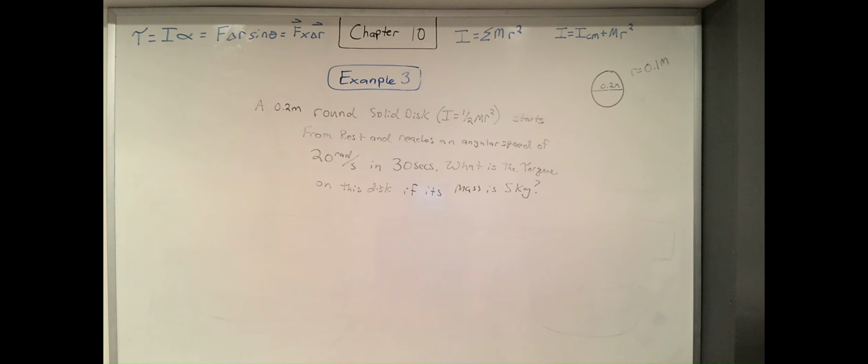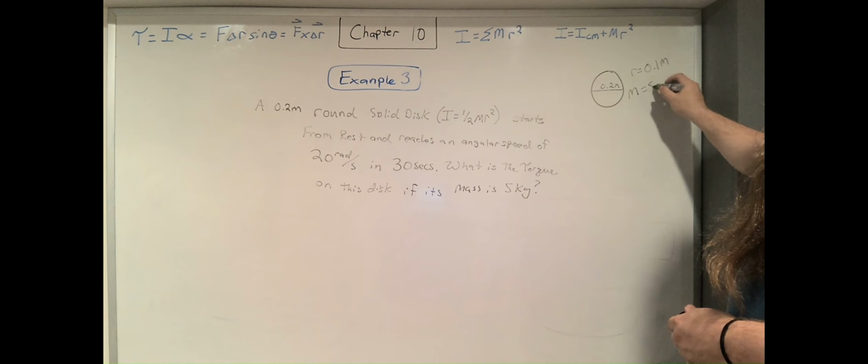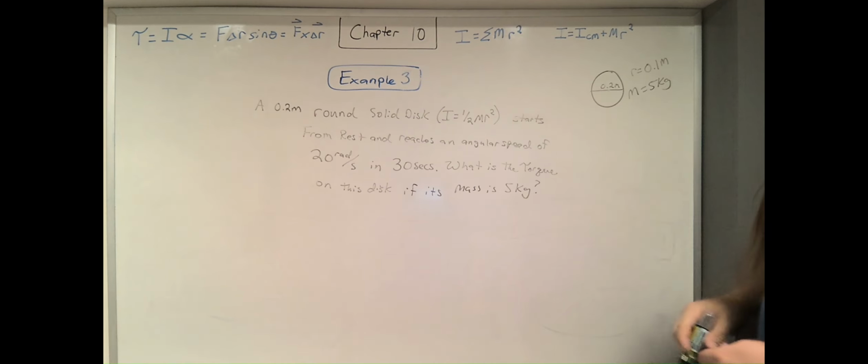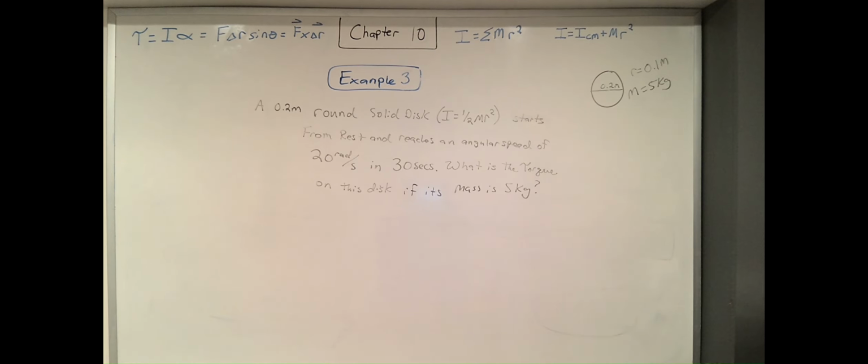It starts from rest, and then it reaches an angular speed of 20 rads per second in 30 seconds. What is the torque on this disk if its mass is 5 kilograms? There's the mass, 5 kilograms. It starts from rest, and it's going to start really spinning. All right, it spins really fast in 30 seconds time. And we have to figure out what is the torque on that disk.